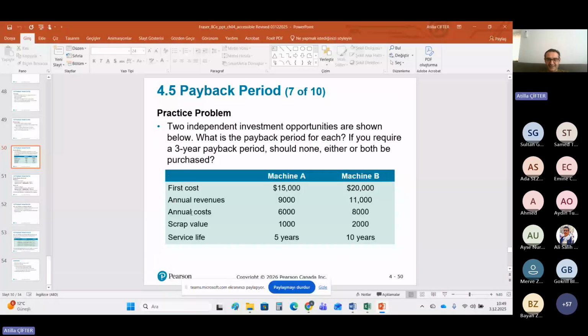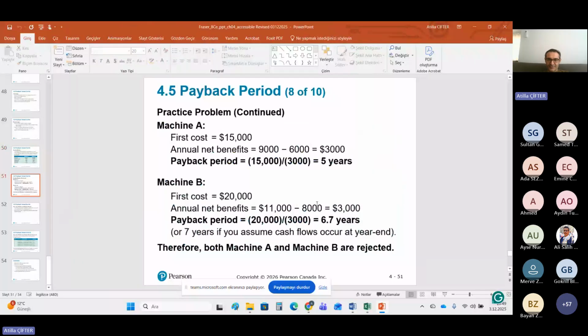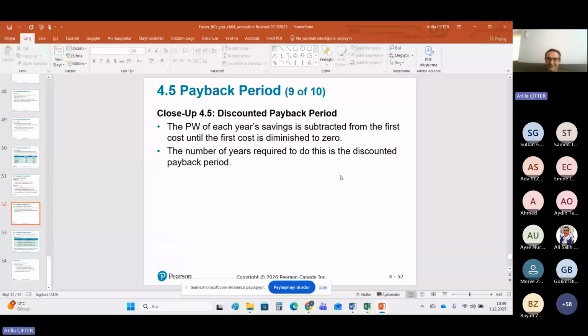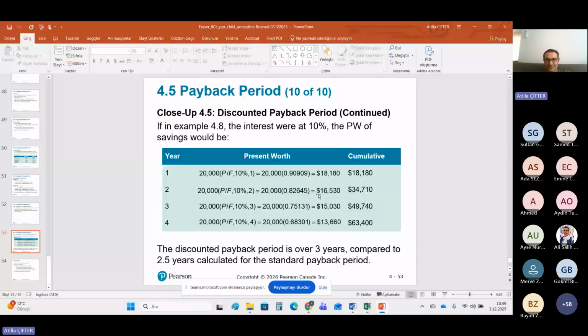If the interest rate is, let's say, 10%, how will you solve it? You can see that if the interest rate is 10%, your annual benefit will not be used directly for the payback period. You need to bring it to today. Okay, let's convert this to today, and then you can see for the first year, you have not $20,000 return, you have $18,000. For the second year, you have $16,000. Third year, $15,000. Fourth year, $13,000.